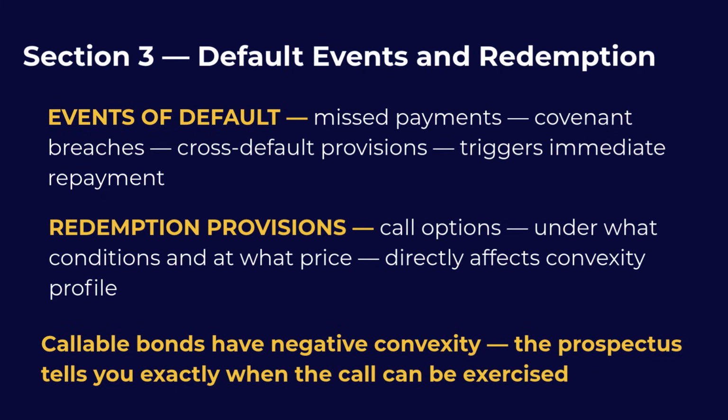Redemption provisions tell you whether the issuer has the right to call the bond before maturity, under what conditions, and at what price. As we covered in our video on convexity, callable bonds have negative convexity in certain rate environments. The prospectus tells you exactly when and how that call option can be exercised, which directly affects the bond's price behavior and its attractiveness relative to non-callable alternatives.